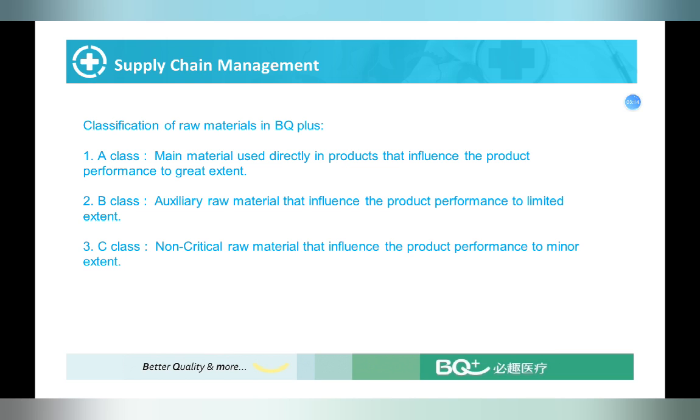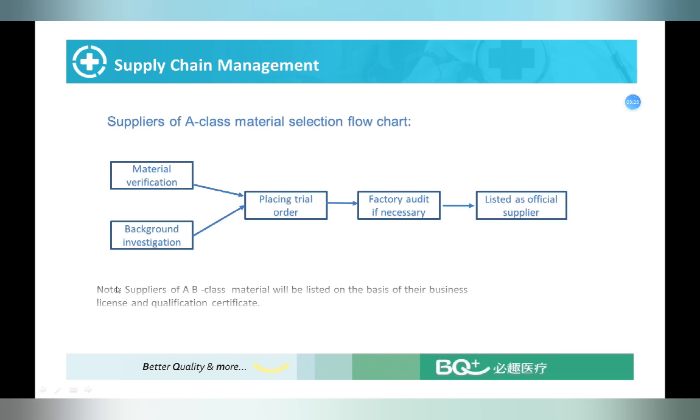According to the method of classification of products, the key material of the flow regulator is ABS, which is classified as Class A, and the basic selection procedure for the supplier of A-class material is as on the next page. First, we will do the background investigation and material verification for the material from our potential supplier. Then we'll place a trial order to see if they meet our requirements. In the meantime, we'll also audit our supply factory if necessary, depending on the importance of this material. And after those procedures, we'll decide if it could be listed as our regular supplier.